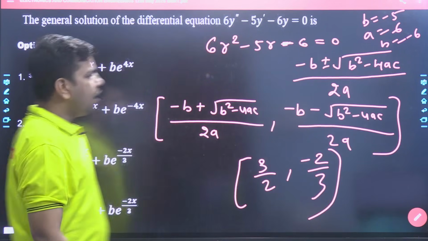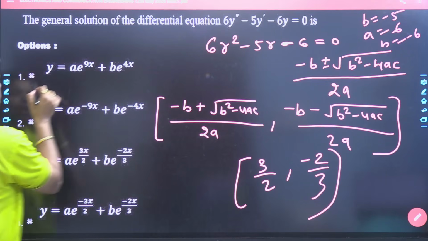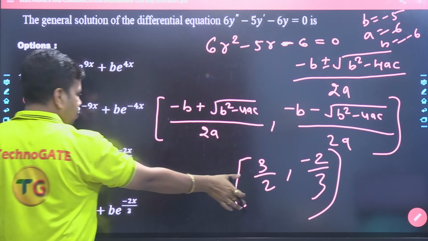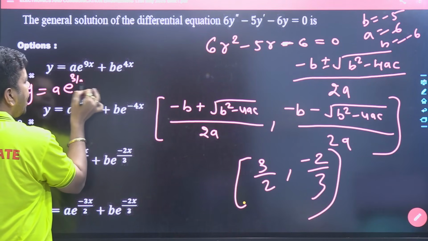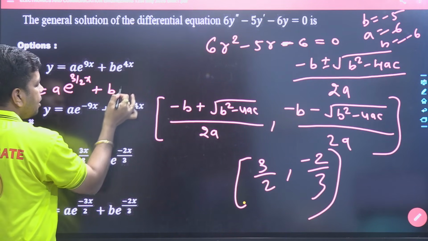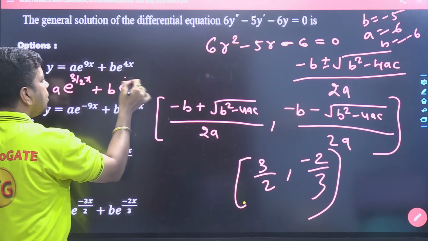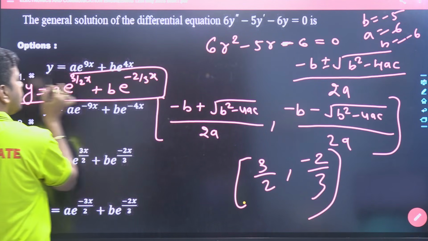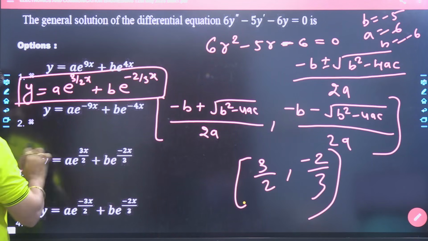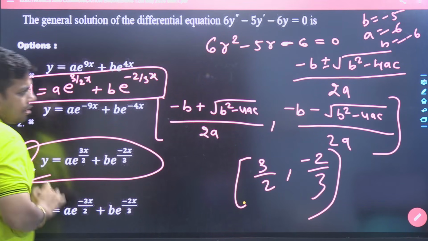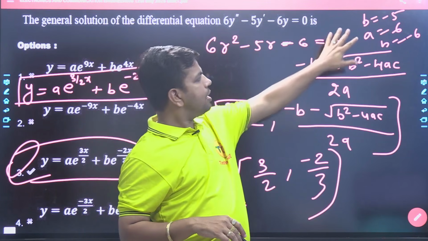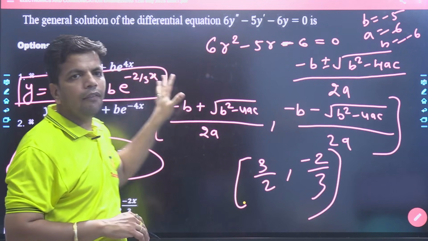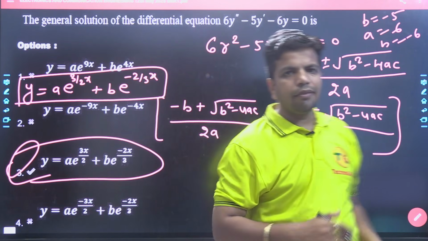Okay. Now we need to find out the general solution. So general solution is what? y equals a e to the power first root, 3 by 2 x, plus b e to the power second root, minus 2 by 3 x. That would be your general equation. You can go with answer 3. Third is your answer. So simply you need to put these 2 roots, and just put that root on the power. That would be your answer. Got it?